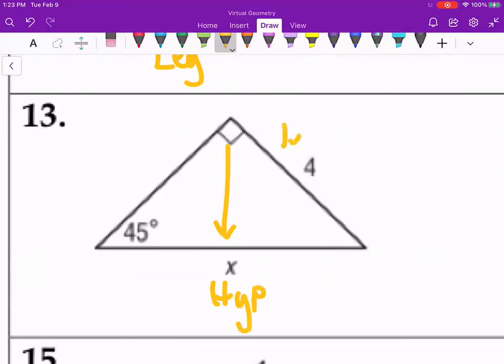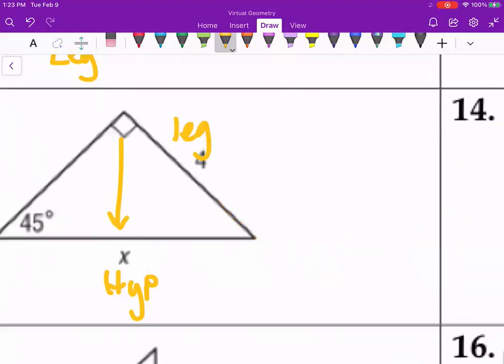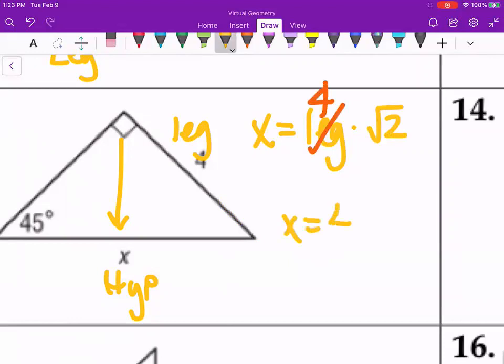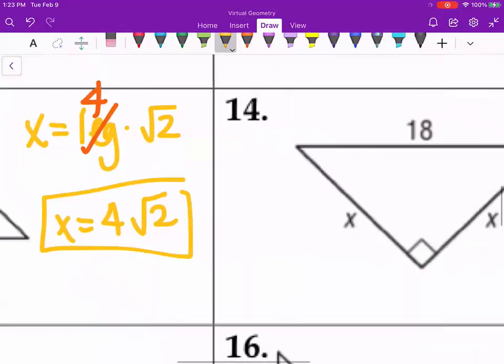So that means 4 is my leg. So then my x is equal to the leg times square root 2. My leg had a length of 4. So my x is 4 square root 2. And it's done. Again, we're not taking this to any decimal.